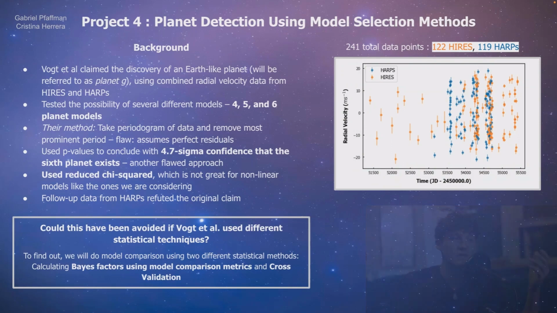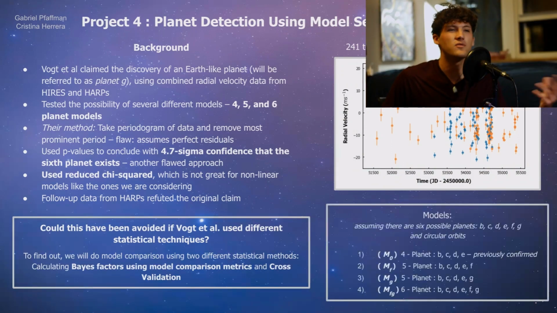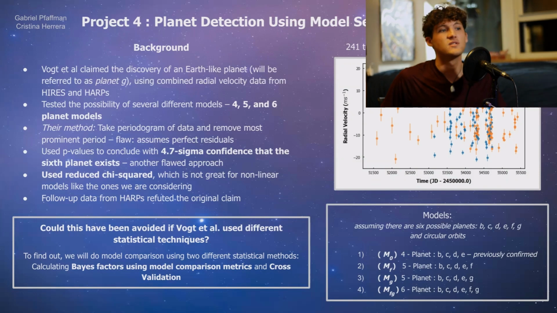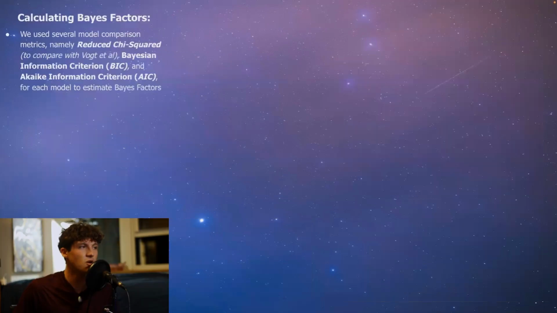So here's the naming conventions for the models. I won't go through it rigorously, but in essence, there's 6 models, and the first 4 we're pretty confident about, and planets F and G, we are still trying to figure out whether or not they do or do not exist. So we're going to start by calculating the base factors using mainly the BIC and the AIC. Reduced chi-squared was used in the original paper.